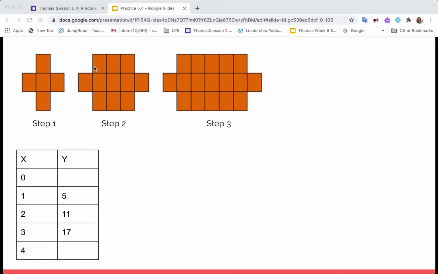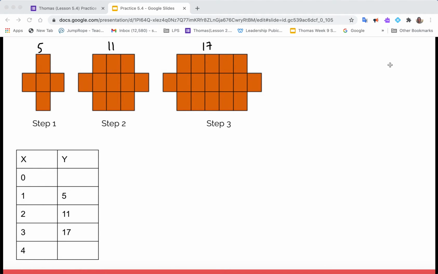So I like to start by just recognizing the total number of squares in each step. So step 1, we see 5 squares. Step 2 has 9 in the middle and 2 on the end. That is 11 squares. Step 3 has 15 in the middle. That's 5 times 3. And that's 2. That's 17. So how is this changing?